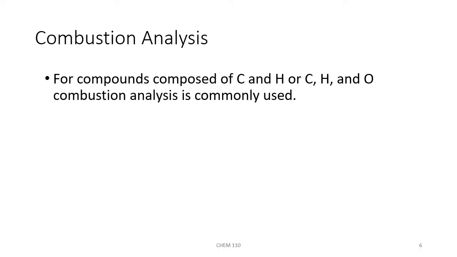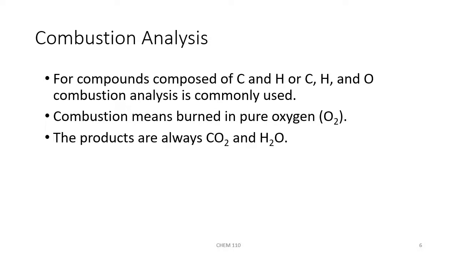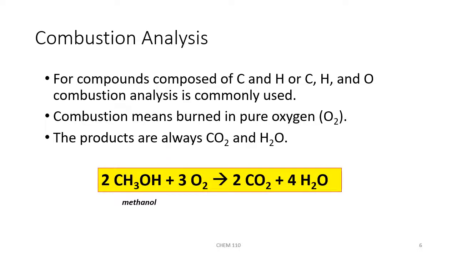If we have a compound that is made up of carbon, hydrogen, and oxygen, or just carbon and hydrogen, and it's combusted with oxygen in the atmosphere, the products are always going to be carbon dioxide and water. So for example, if we have methanol, which is made up of only carbon, hydrogen, and oxygen, and it's reacted with oxygen, the two products are going to be CO2 and H2O. All of the carbon in the initial sample must have ended up in the CO2.